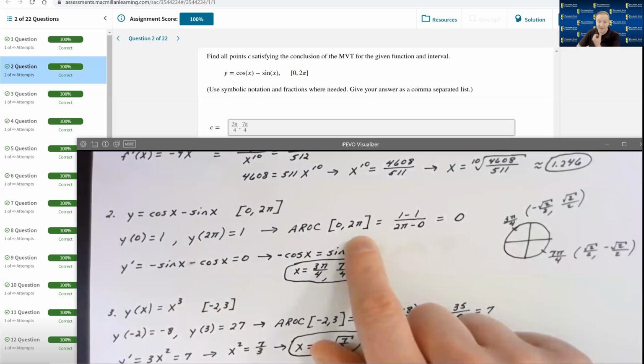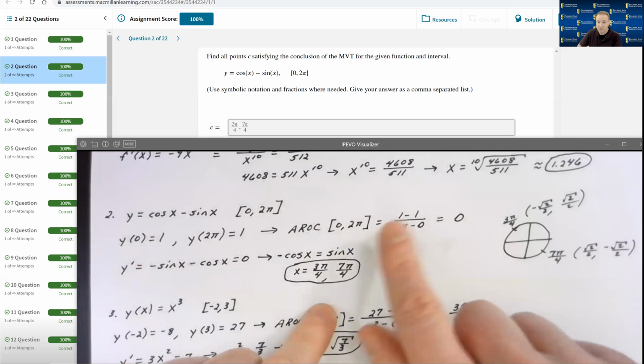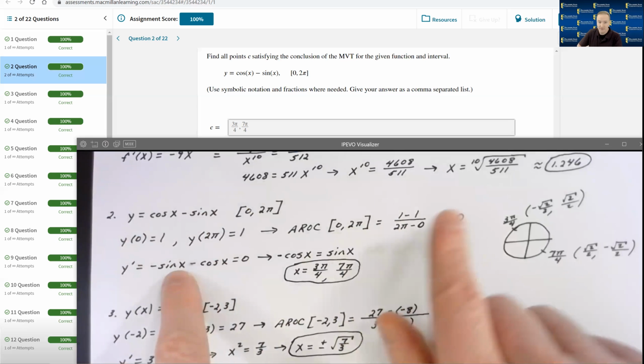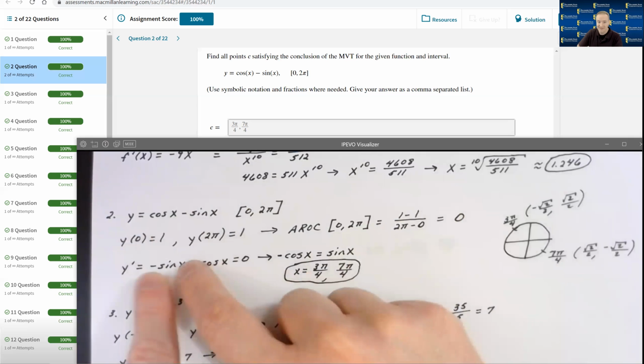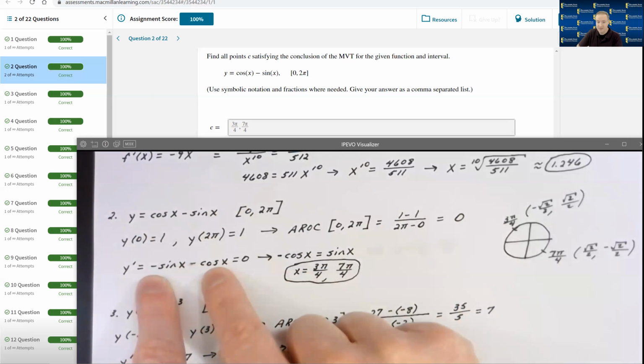So I need to find the average rate of change. And as I can see, they don't change. The y values didn't change, so your slope is 0. So now I just need to take the derivative of this function. Derivative of cosine is negative sine. Derivative of negative sine is negative cosine.